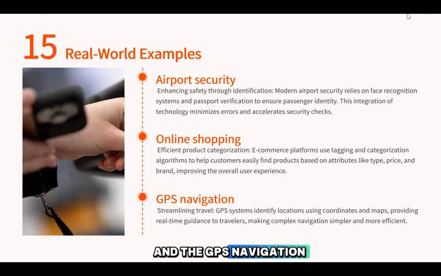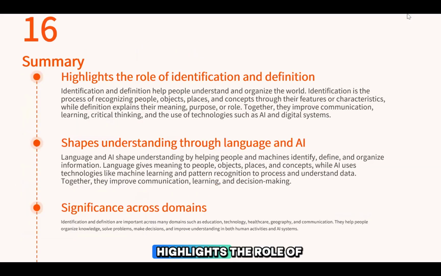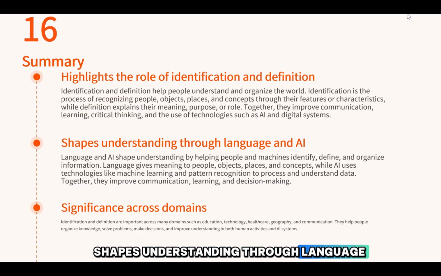And GPS navigation streamlines travel. GPS systems identify location using coordinates and maps, providing real-time guidance to travelers, making complex navigation simpler and more efficient. The summary of all highlights the role of identification and definition. Identification and definition help people understand and organize the world. Identification is the process of recognizing people, objects, places, and concepts through their features or characteristics, while definition explains their meaning, purpose, or role. And the second point is that they shape understanding through language and AI.